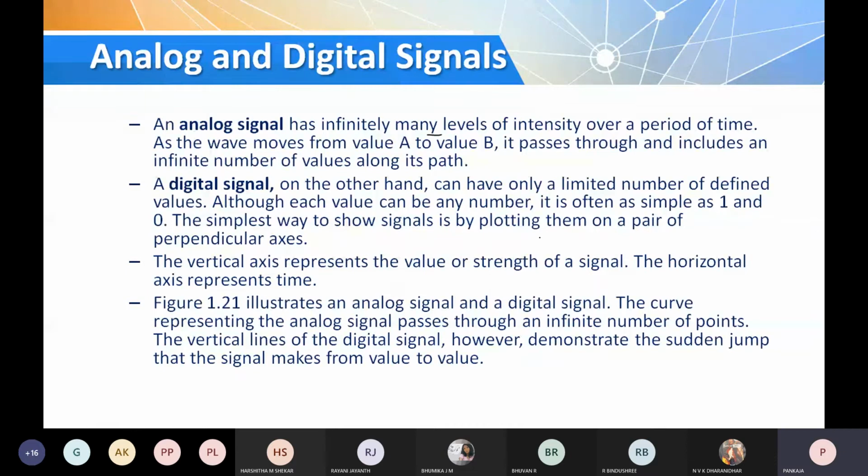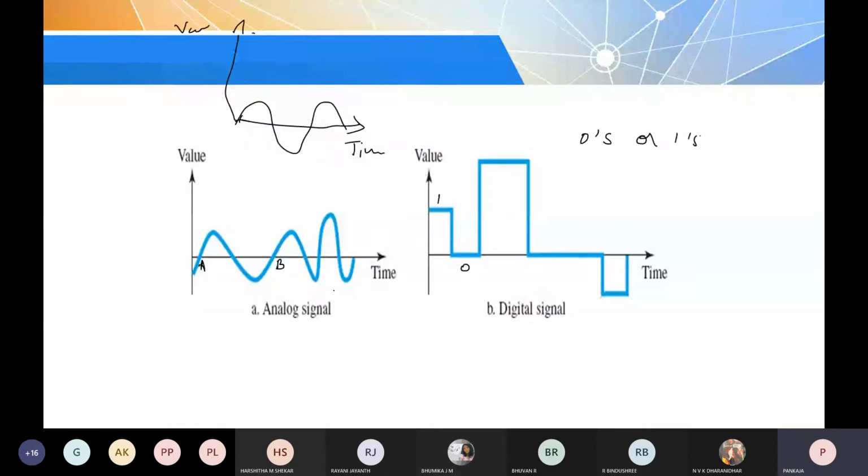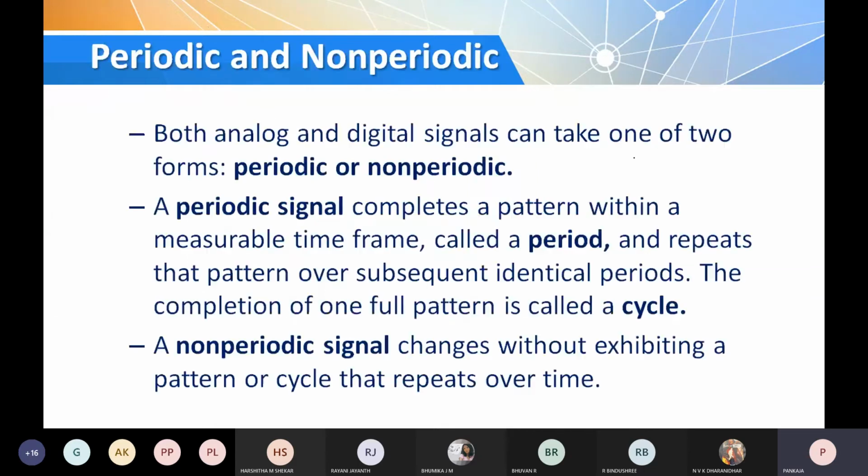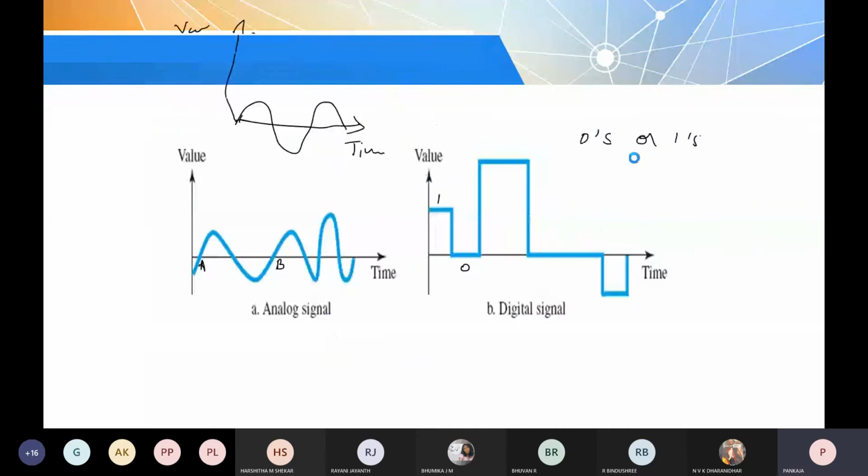This is the simplest way to show a signal, by plotting it on a pair of perpendicular axes. The same thing I explained, so just observe and you will get a clear picture of how an analog signal looks, where it has continuous values, and a digital signal, where it represents a limited number of values in the form of zeros and ones. So this is about analog data and analog signal.